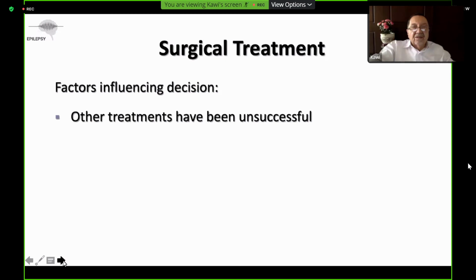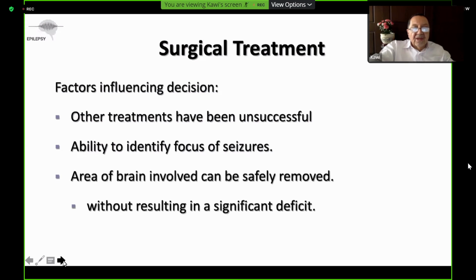And we decide for surgery only when other treatments had been unsuccessful. So failure of anti-epileptic drug treatment is necessary. And we should be able to identify a focus that is leading to seizures. And third, the area of the brain involved by the focus can be safely removed. It doesn't contain important, significant functions. If we remove it, it will result in significant deficit.